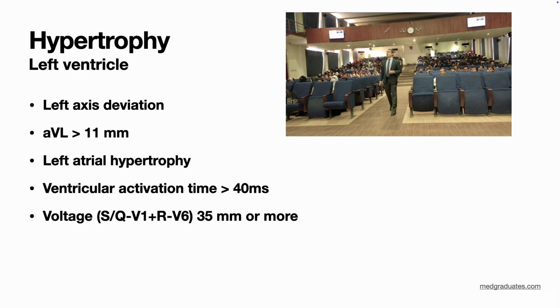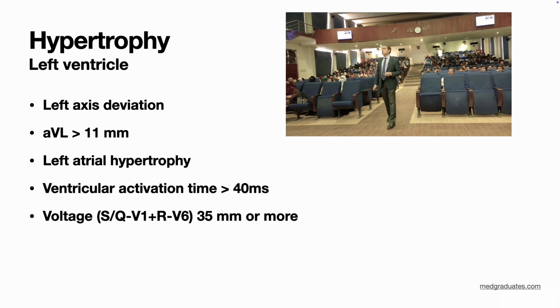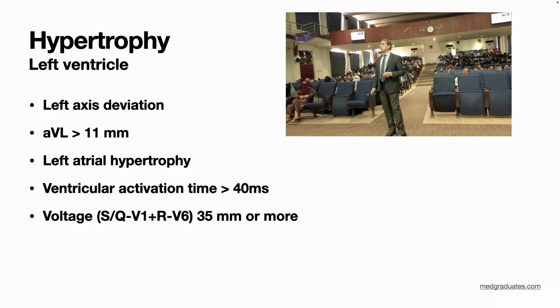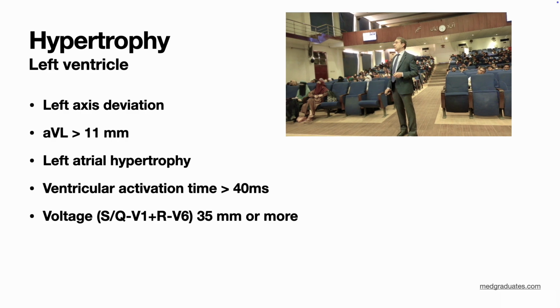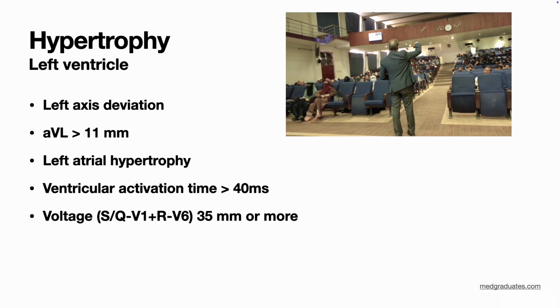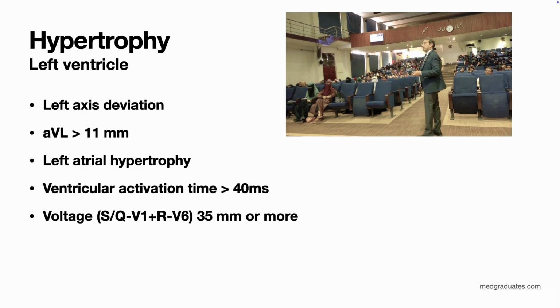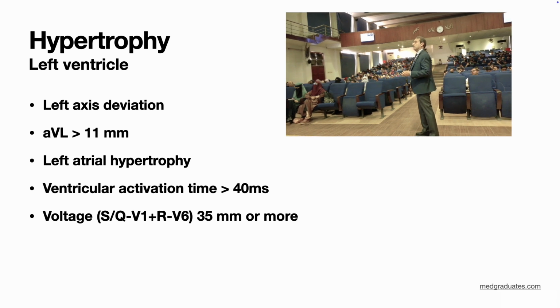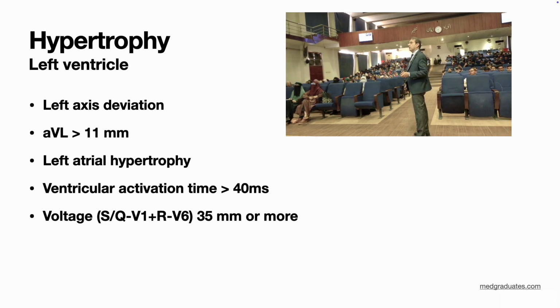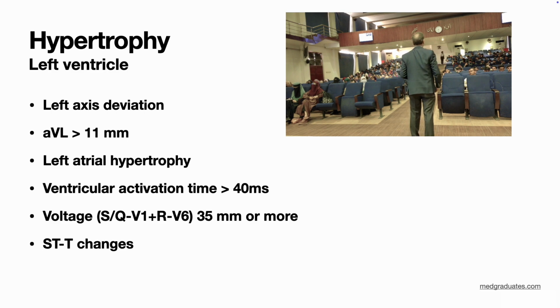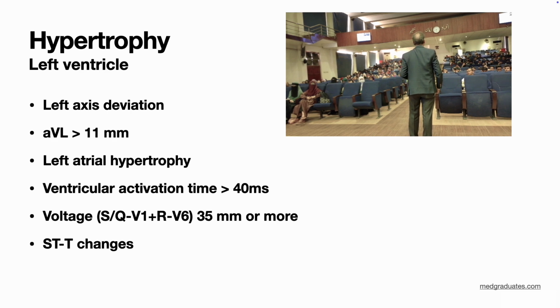And then voltage criteria. The sum of the S wave in V1 and R wave in V6, V1 shows a downward deflection and V6 shows an upward deflection. If you add up these two, and it is 35 millimeters or more, this means this is abnormal. And then you've got ST-T changes. The ST segment shows depression, T wave is inverted. So if these are present, you can calculate.